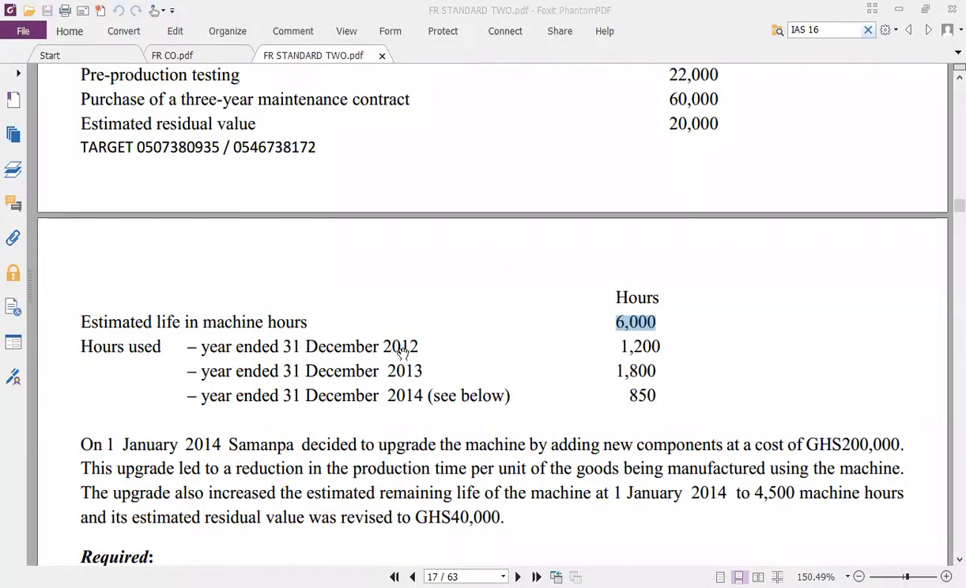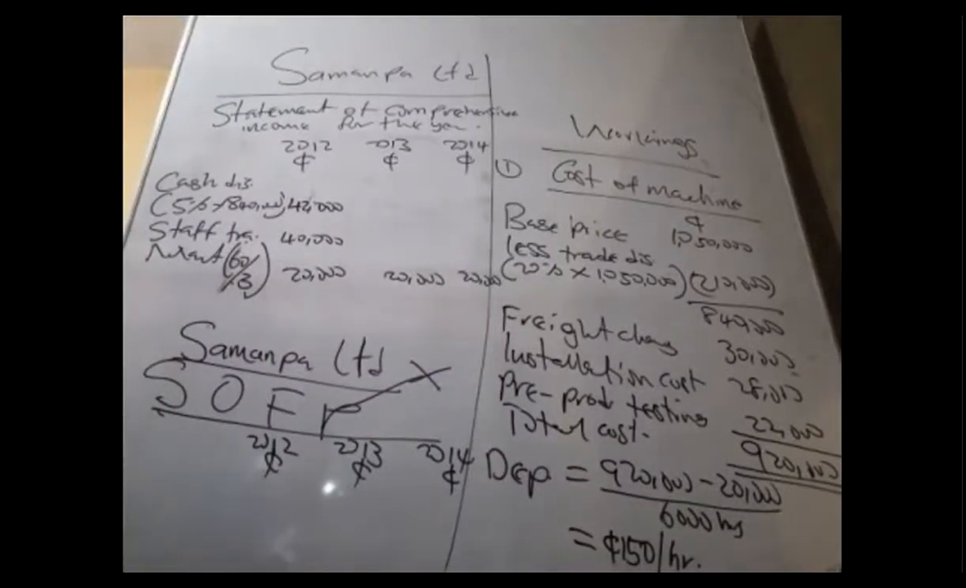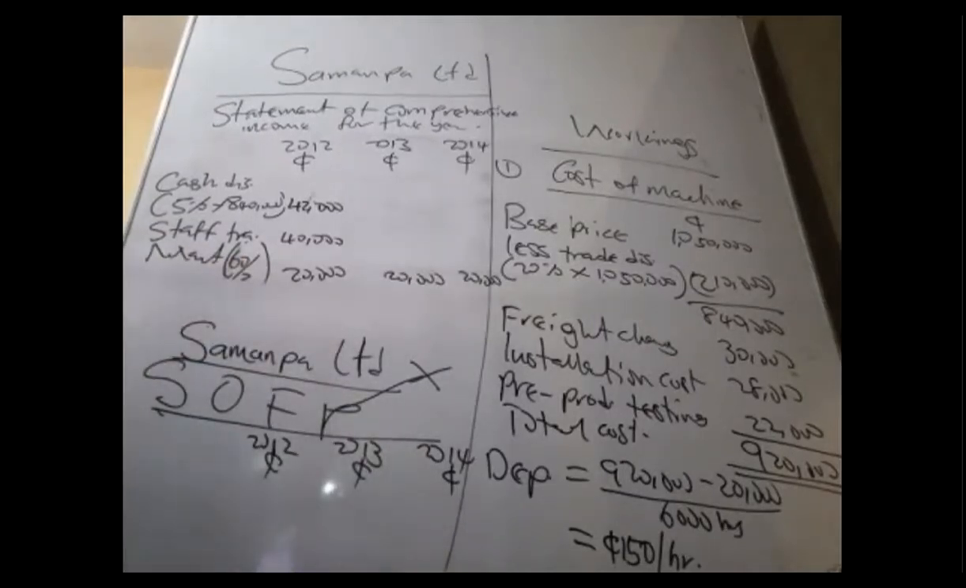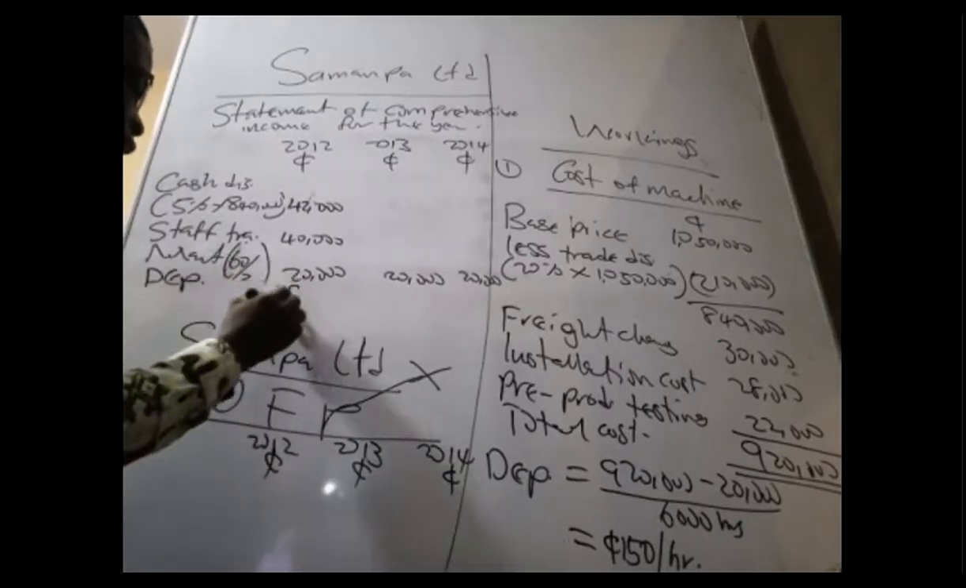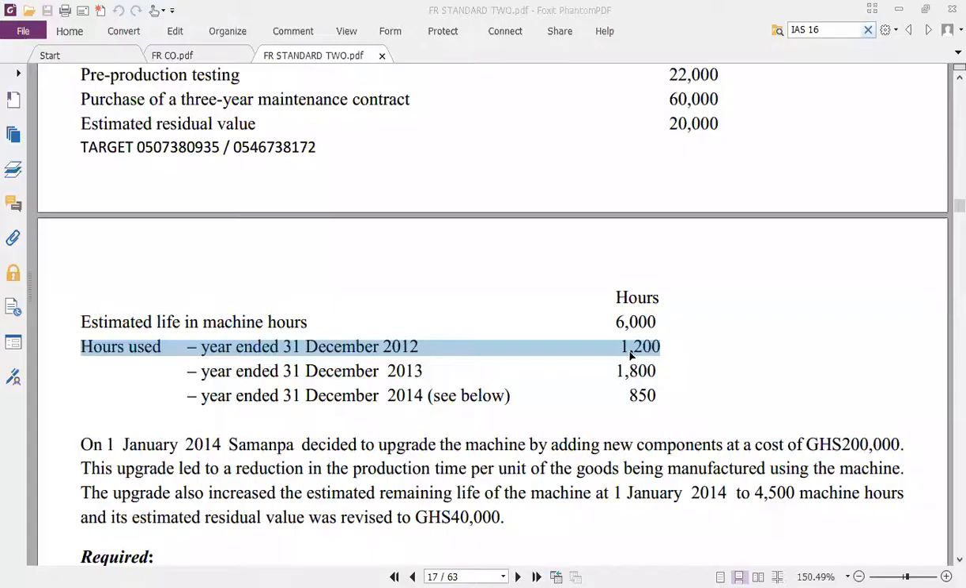So the first year, 2012, they used the machine for 1,200 hours. So what's the total depreciation? 1,200 hours, total depreciation. Let me write the depreciation here: 180,000. If you multiply, you show working, 180,000. Let's go to the second year. How do you get 180,000? We multiply the 1,200 hours by 150 Ghana cedis.